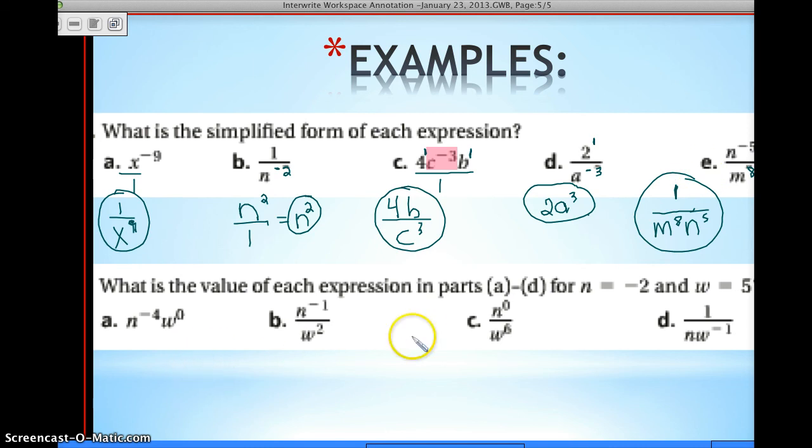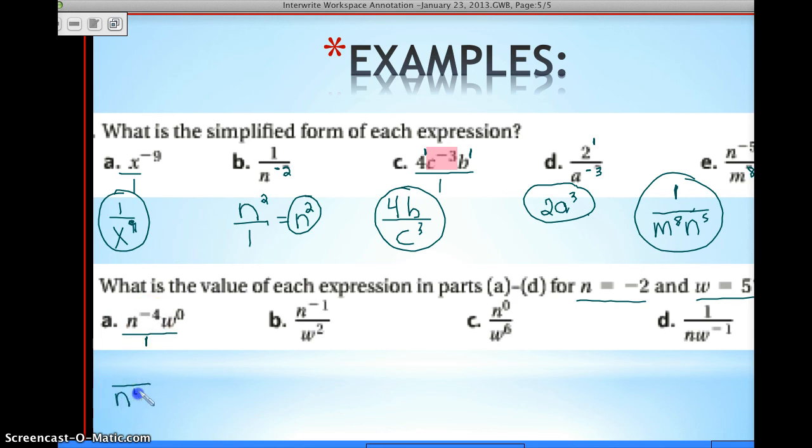And the second set of problems, they're telling us that n is equal to negative 2 and w is equal to 5. So we're going to have to substitute. You can either substitute first and then flip the negative exponents, or you can flip the negative exponents and then substitute. Really your choice. I'm going to go ahead and flip them first. So the negative 4, the n to the negative 4 has got the negative exponent.